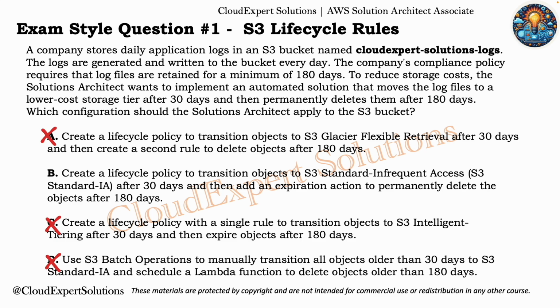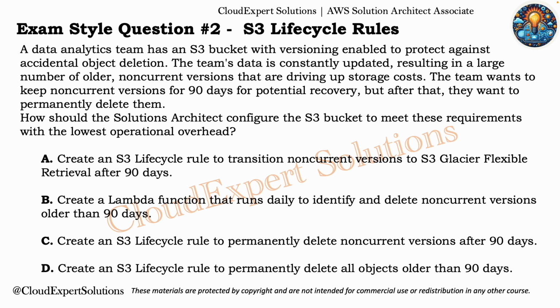Let's review one more sample question. Question number 2 is saying a data analytics team has an S3 bucket with versioning enabled to protect against accidental object deletion. The team's data is constantly updated, resulting in a large number of older, non-current versions that are driving up storage cost. The team wants to keep non-current versions for 90 days for potential recovery, but after that, they want to permanently delete them. How should the solution architect configure the S3 bucket to meet these requirements with lower operational overhead?